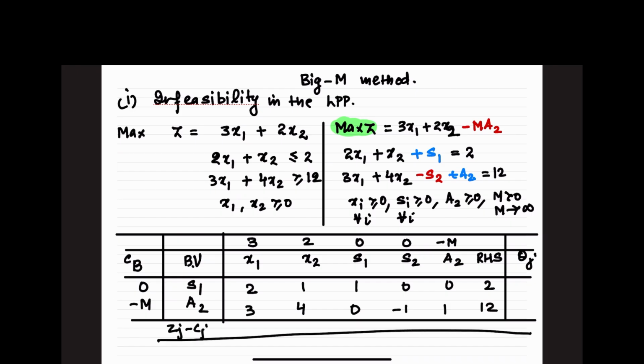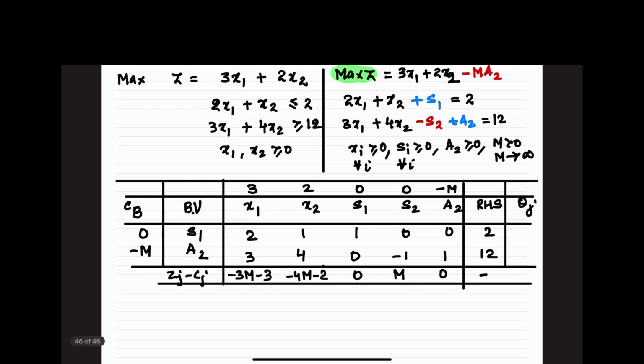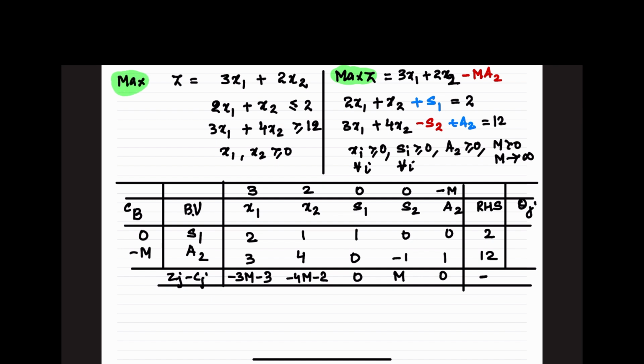Zj minus Cj is, the first value is minus 3M minus 3. The next value is minus 4M minus 2. This is 0. This is M. This is 0. Currently, we do not calculate z value. Now, this is a maximization problem. Most negative enters. The ratio is 2. This is 3. This leaves. So this is the pivot. It is already a 1. So S1 leaves and x2 enters.